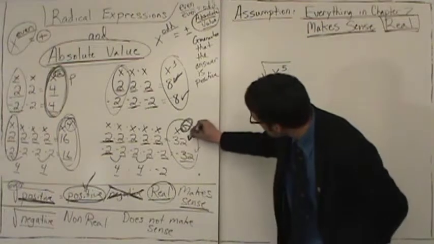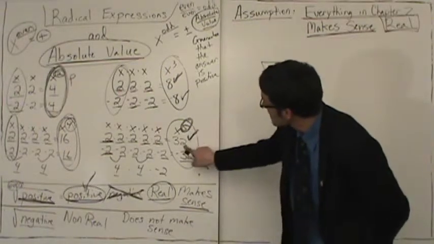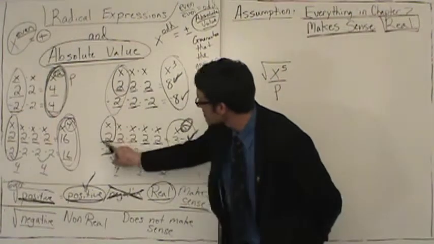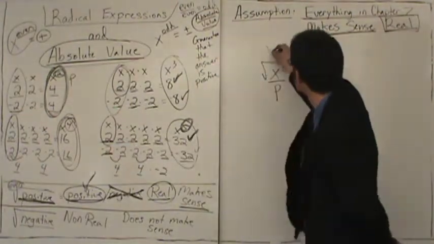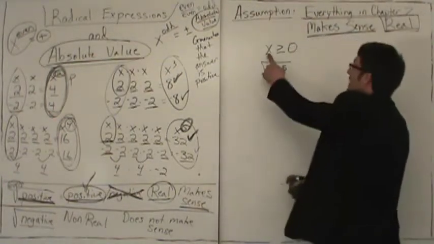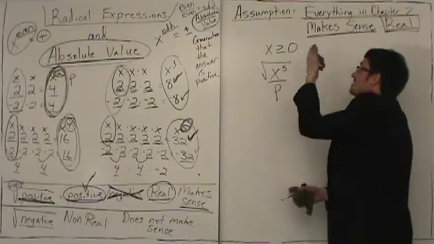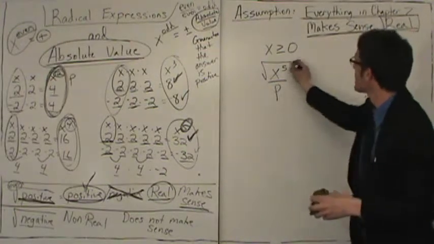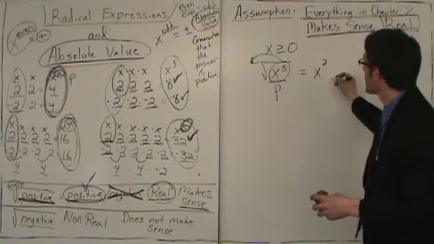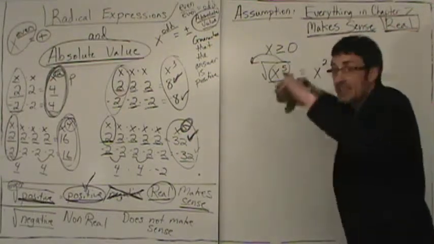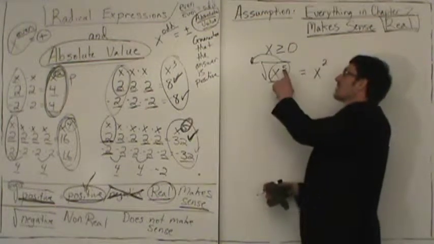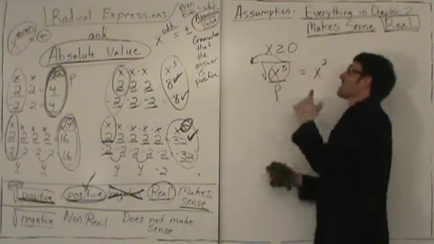Since x to the 5th is a positive number, we can reason backwards and conclude that x must be positive. So we know something at the beginning of this problem: x is greater than or equal to 0. Since we know this, watch what happens. When we take our pairs of x's out, 2 pairs come out. Remember, we go to the next number below 5 that's divisible by 2, which is 4. 4 divided by 2 gives a 2, so we get x squared on the outside.